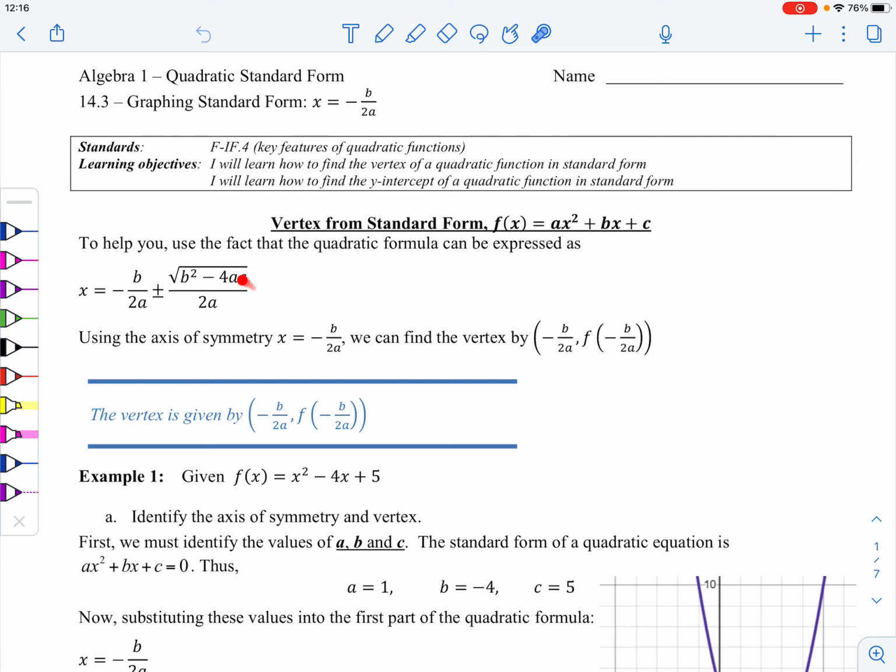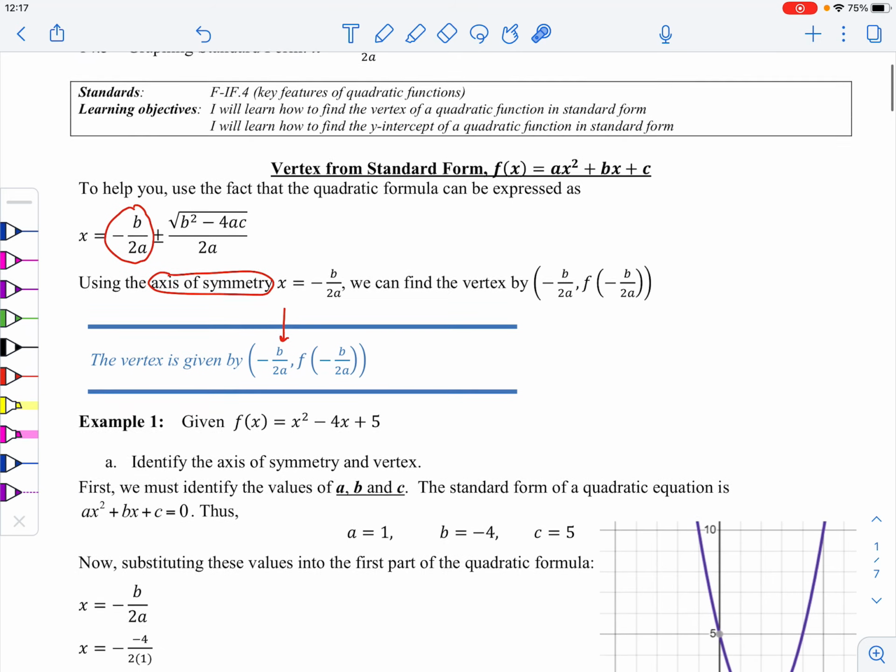And we found, here's the quadratic formula. We found that the first part is our axis of symmetry. The other part is we're adding and subtracting to find the x-intercepts. So if we know that the x value of our vertex is given by that, we can find the vertex by substituting that value into our original equation to find the y value of the vertex.